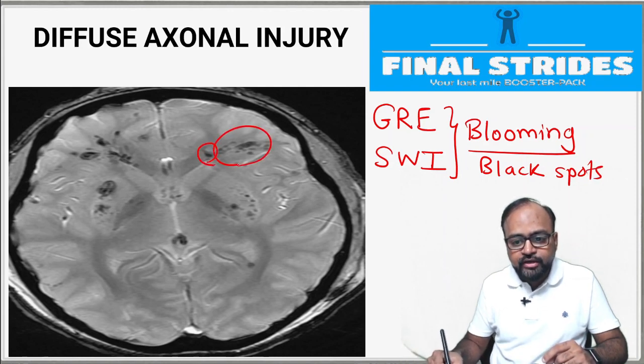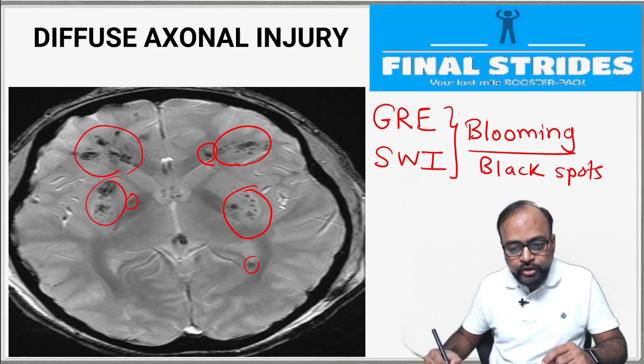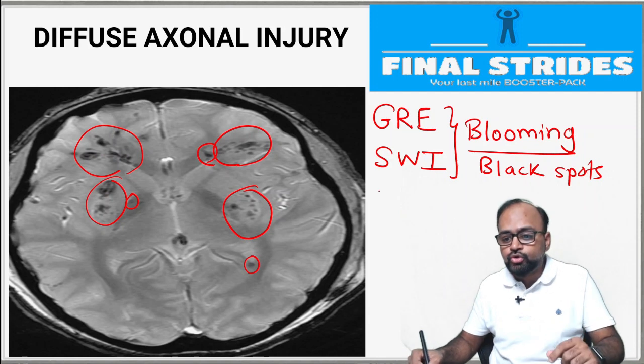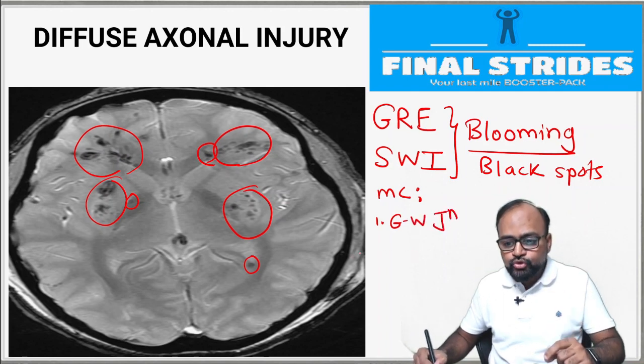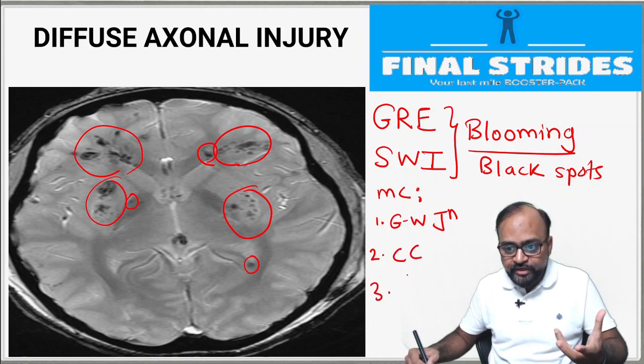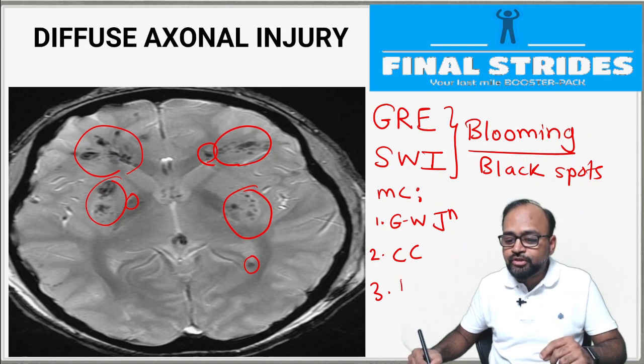Can you see there are multiple black spots? If you look at the site of these spots, can you see most of these are located at the gray white matter junction. So what is the most common site of bleed? Most common site of bleed is the gray white matter junction. The second most common site is the corpus callosum. The third most common site of blooming or petechial hemorrhages is usually the dorsolateral brainstem.